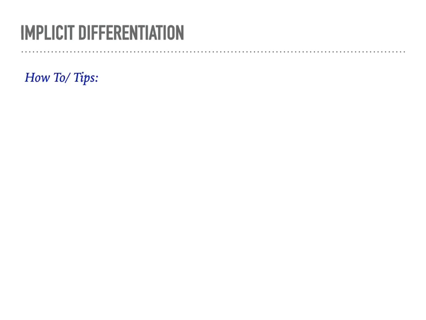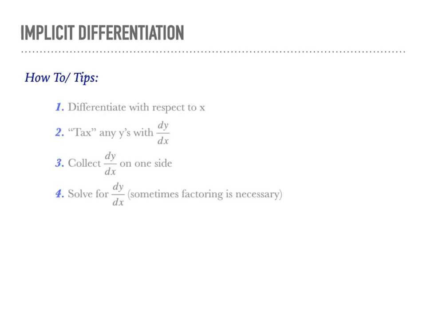Now, here's how we actually do implicit differentiation. Number one, we differentiate with respect to x, and then tack on, for any y's in the equation, a dy over dx, and then we isolate dy over dx in order to solve for it. So let's say we have the following example.